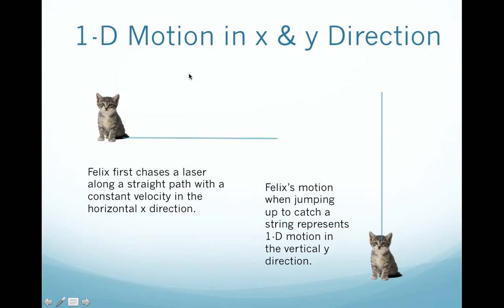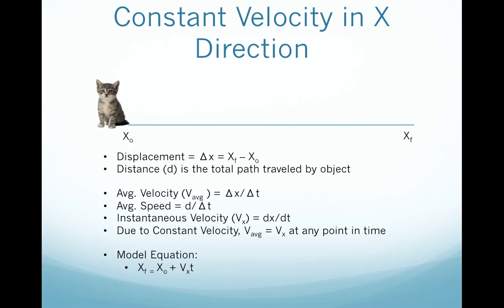This is Felix the cat. If Felix is chasing a laser along a straight path with a constant speed, or if he is jumping up vertically to catch a string, he is exemplifying 1D motion, the first being in the horizontal x direction, and the second in the vertical y direction.